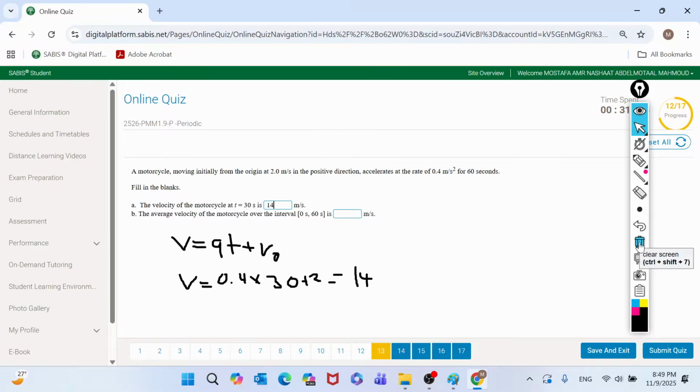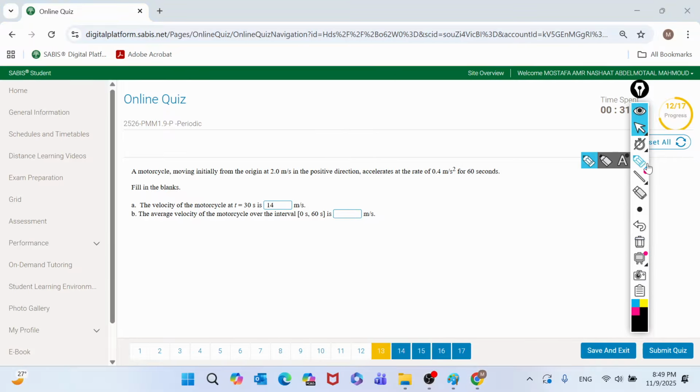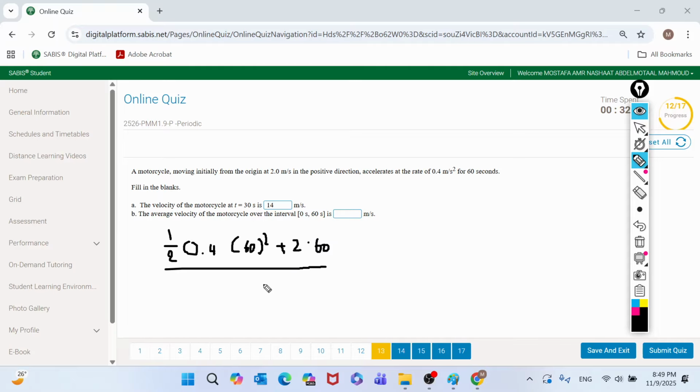The average velocity. So average velocity is delta x over delta t. So first we need to find the displacement. So 1 over 2 acceleration, which is 0.4, 1 over 2 a t squared, t is 60, plus v0 t, so t times 2 times 60, over 60.